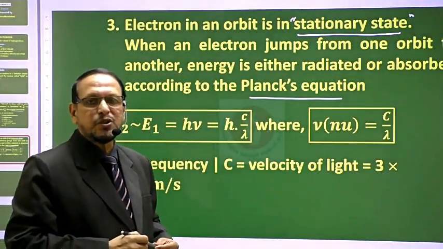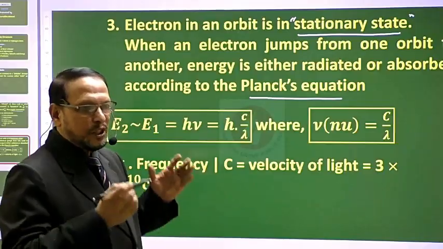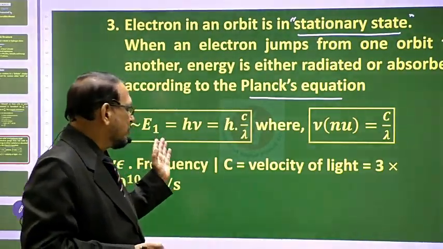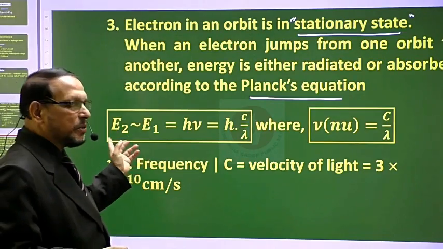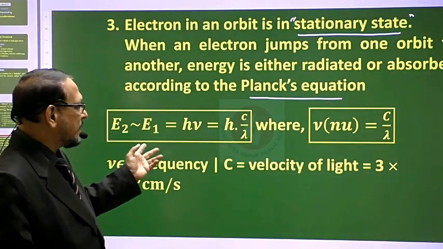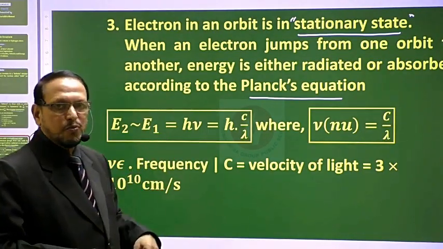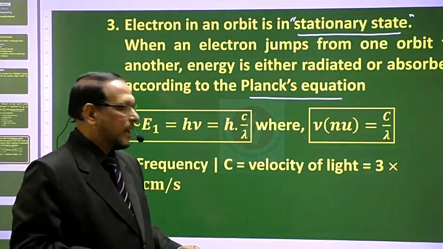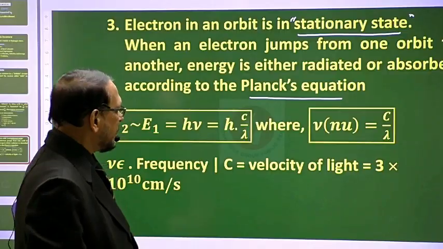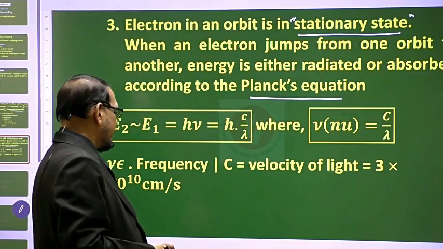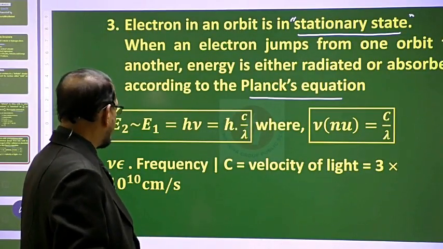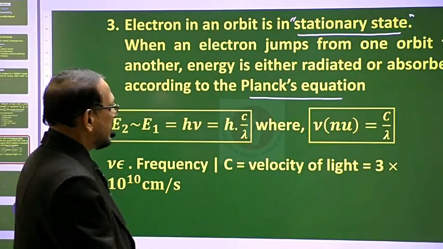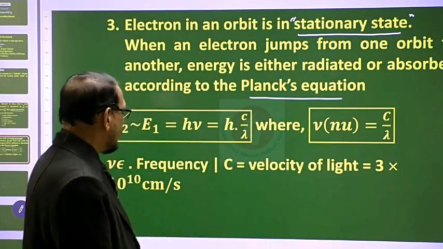Planck's equation: E = hν. Whichever energy is greater, we subtract accordingly: E2 minus E1 is equal to hν. And ν is equal to c by λ, where h is the Planck's constant, c is the velocity of light, and λ is the wavelength.